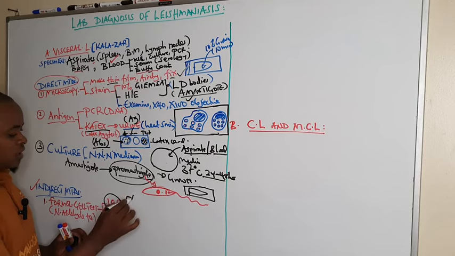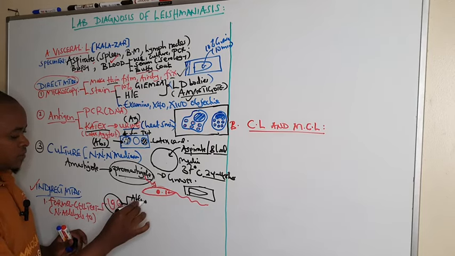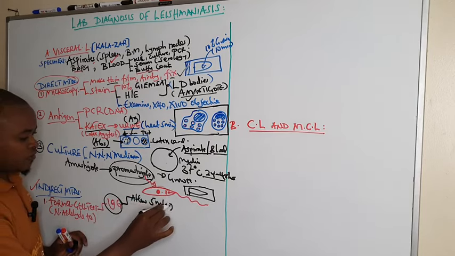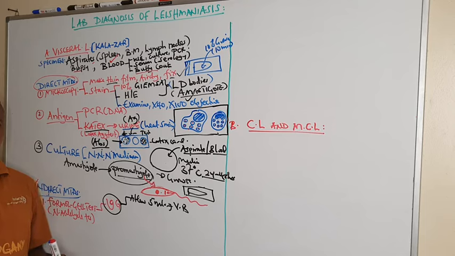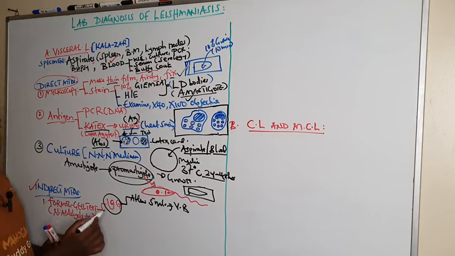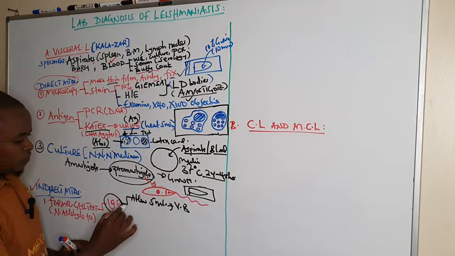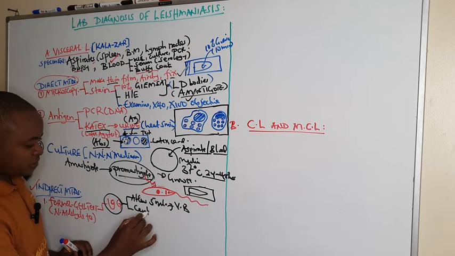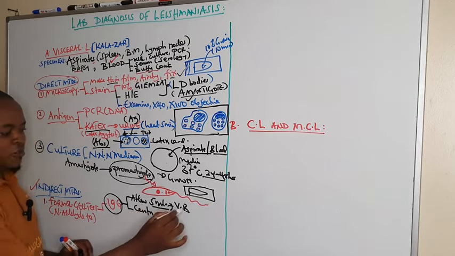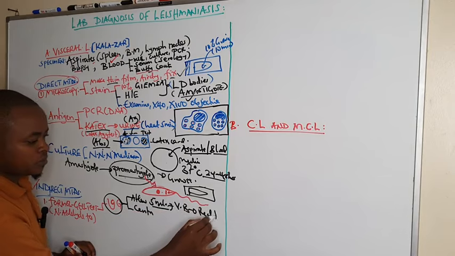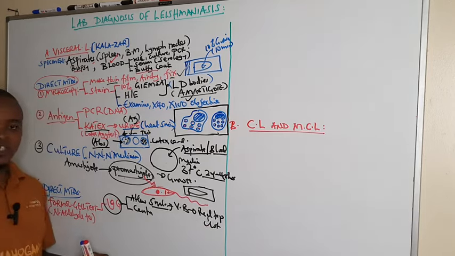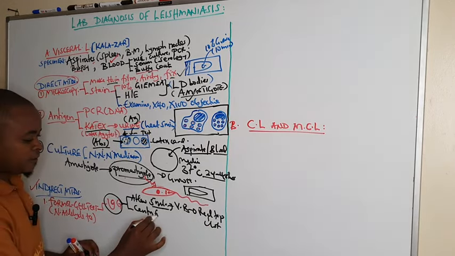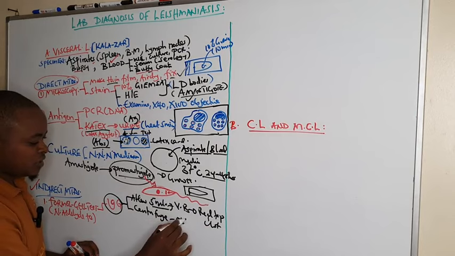Here we are going to look for the presence of IgG antibodies, whereby we collect at least 5 mL of venous blood. Of course, you collect it in a red top tube and leave it to clot. After clotting, you centrifuge to obtain serum.